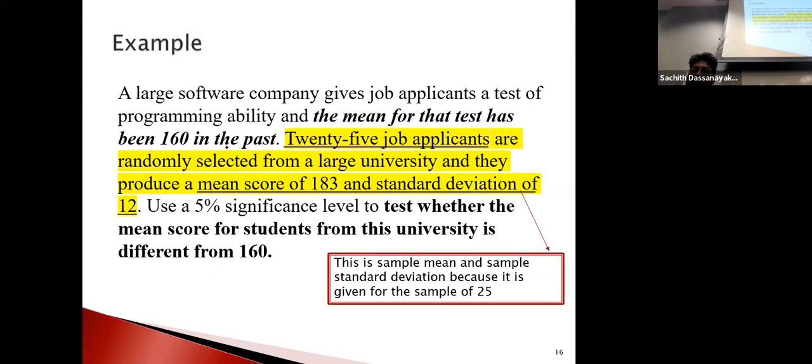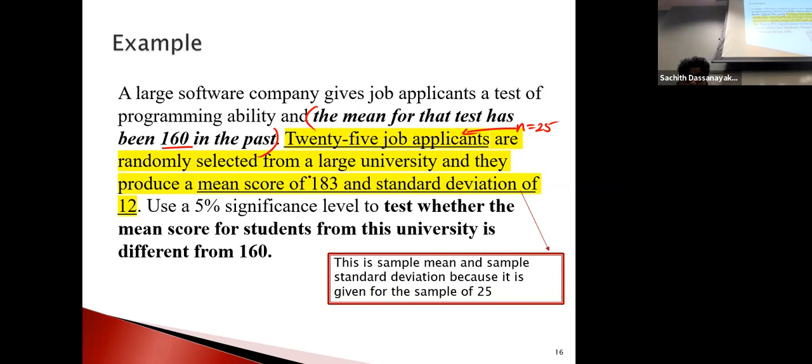Programming ability, and the mean for the test has been 160 in the past. 25 job applicants, which means n equals 25, are randomly selected from the large university. So your sample size is 25.